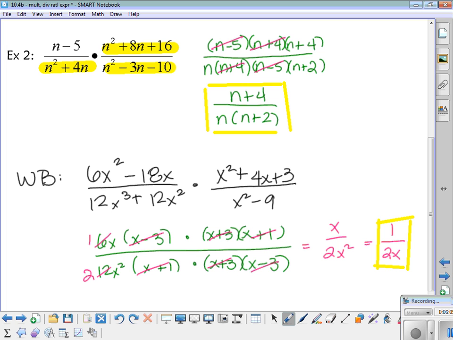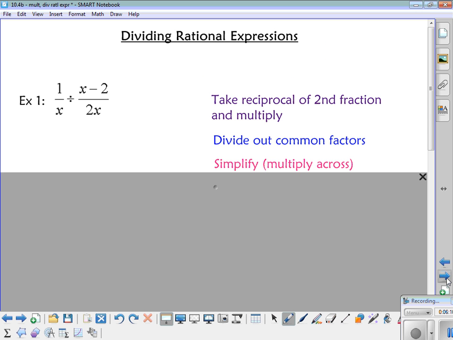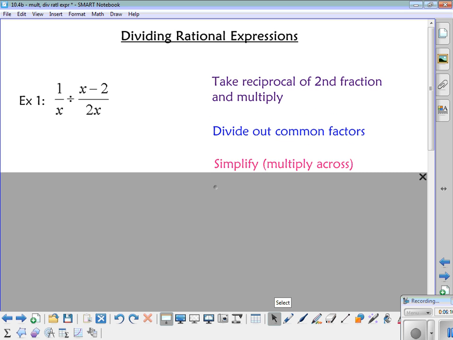All right, so now we're going to talk about dividing. Dividing rational expressions is just like dividing fractions. You take the reciprocal of the second fraction and you multiply it, then you divide out the common factors and simplify it.